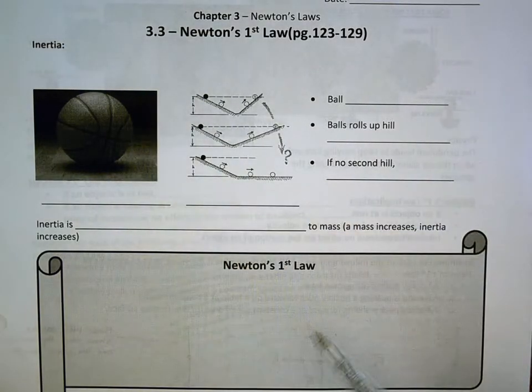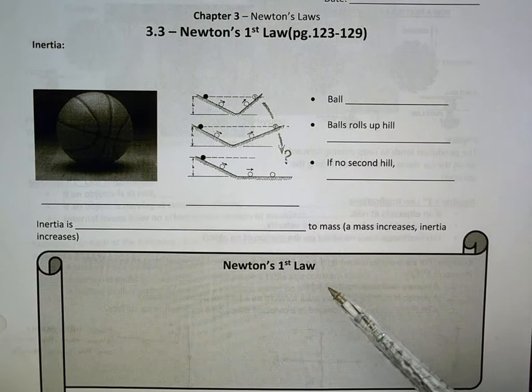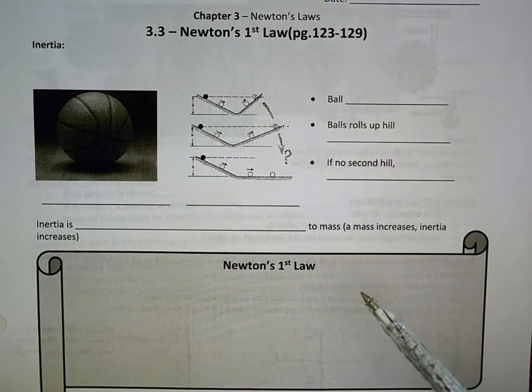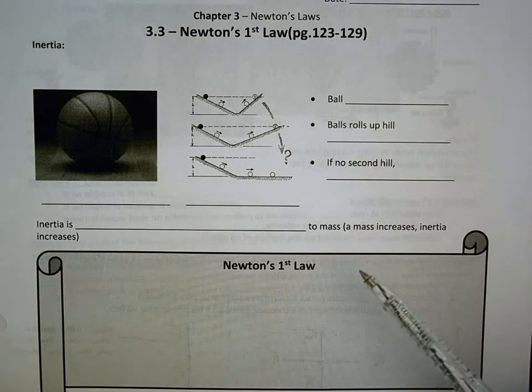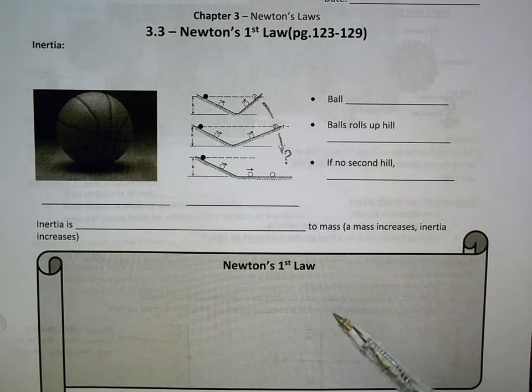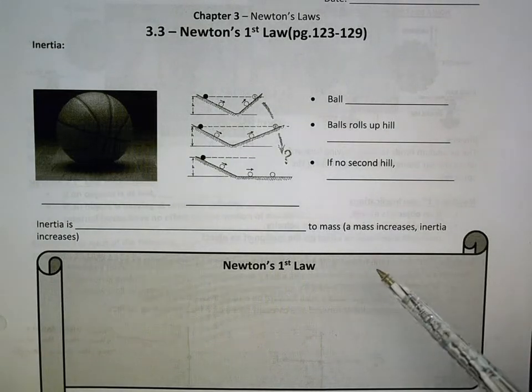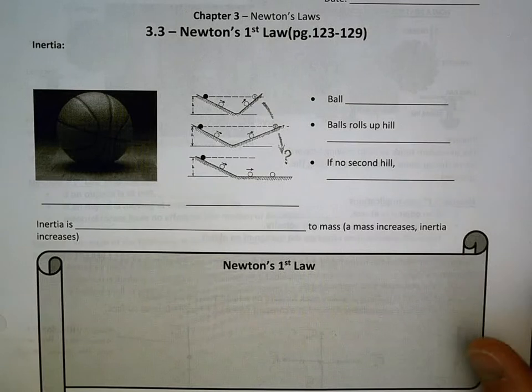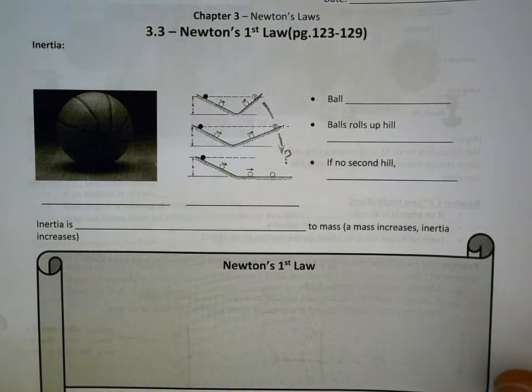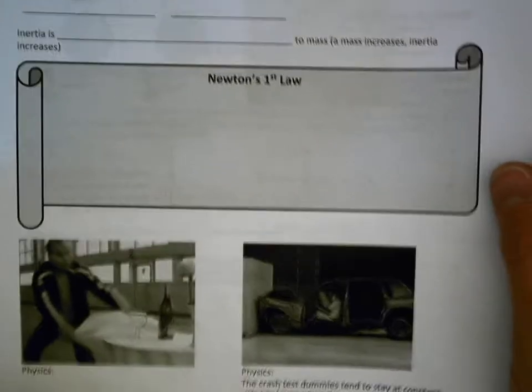You can go through the lecture slides yourself, but basically Newton's law states that an object at rest tends to stay at rest, and an object moving at a constant velocity tends to stay at a constant velocity, unless acted on by an external net unbalanced force. You're going to go through that and write out that word for word. The words are very important.